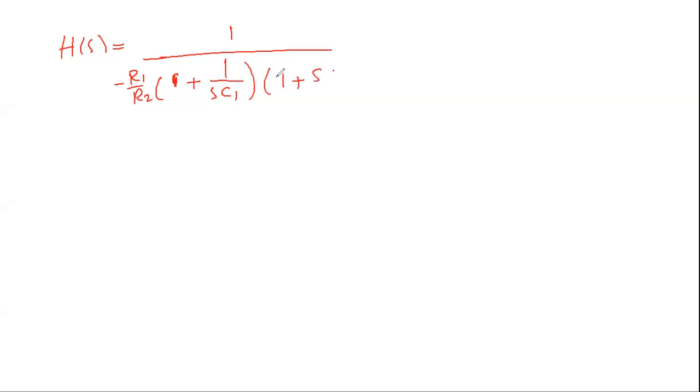So I will write it again here. So we know that H of S equals 1 over 1 minus R1 over R2 times 1 plus 1 over SC1 R1 times 1 plus 1 over SC2 R2. Okay, so that means this is going to be minus R2 over R1 times 1 over the two factors here. So if you just move this to the top, it's going to be R2 over R1 instead of R1 over R2.